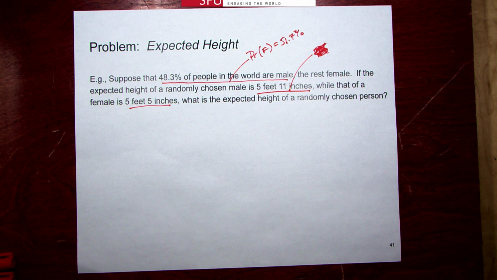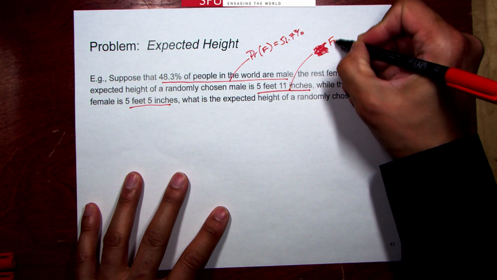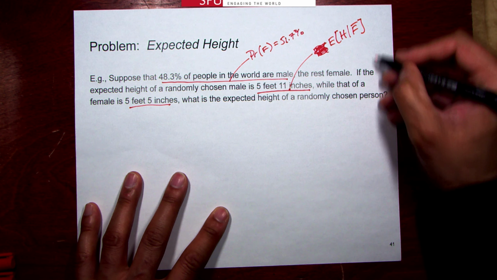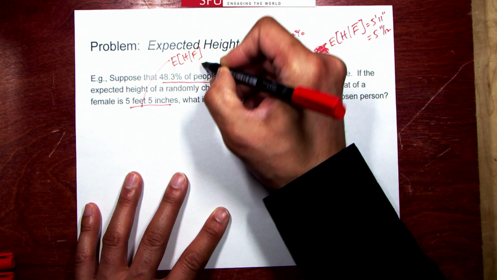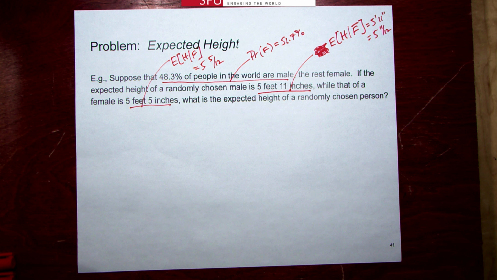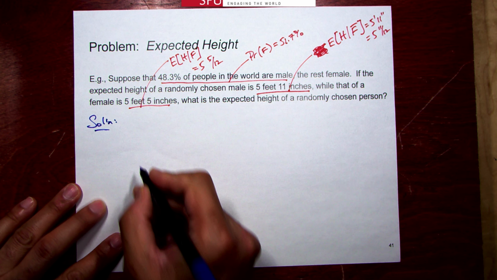All we have is the expected height of not female is 5'11", or 5 and 11/12 if you want it in terms of feet. And the expectation of height given female is 5 and 5/12, right? So you don't have to know what the random variable behaves like. You don't have any idea. You don't need to know. You just take a weighted average, which is really nice. Okay, so let H be the height.